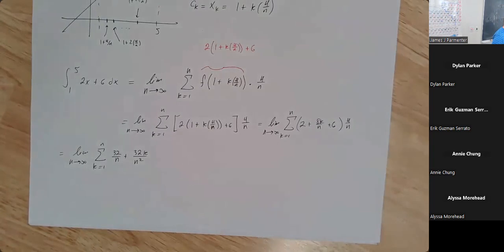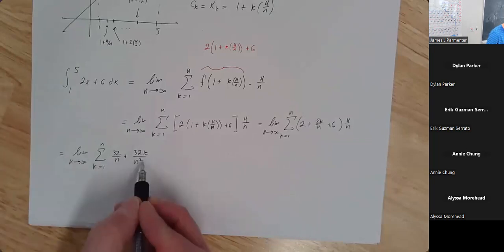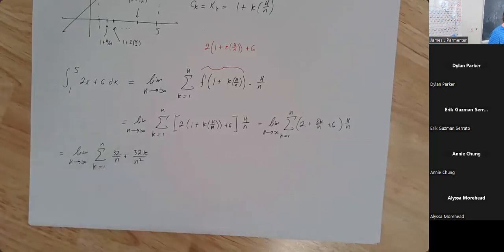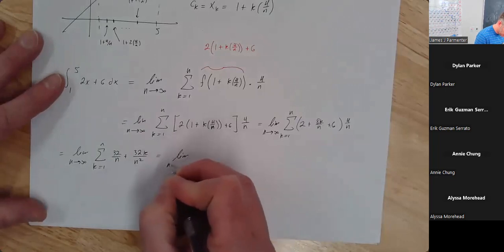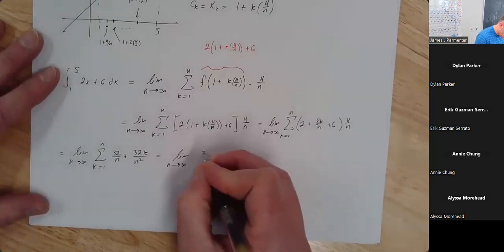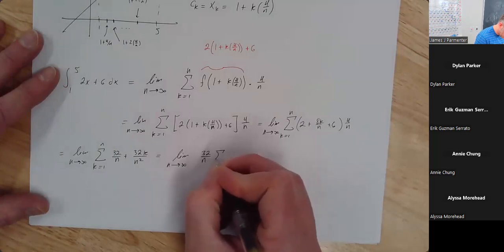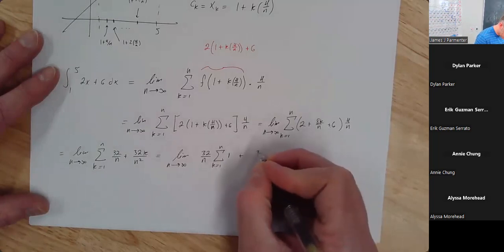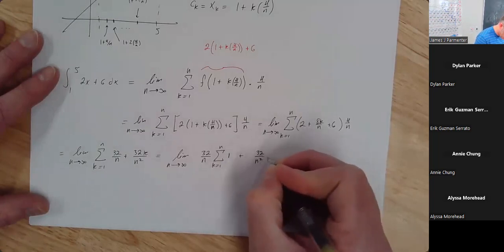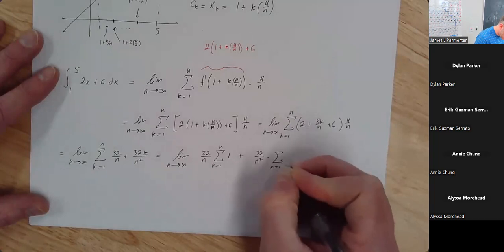This is where I always pause and ask myself, in each of my fractions, is the power of n 1 larger than the power of k? Yes, I got n squared and k to the first, I got n to the first and k to the 0. That's a good sign. It means I'm on the right track. So we're going to break this up. We're going to write it as the limit as n goes to infinity of 32 over n times the sum from k equals 1 to n of 1, plus 32 over n squared times the sum from k equals 1 to n of k.